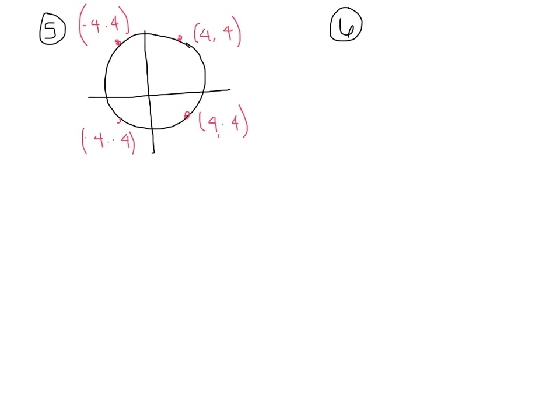All right, this first one, the first thing I want you to do is write out what's the domain and what's the range of this graph. What's the domain and what's the range?